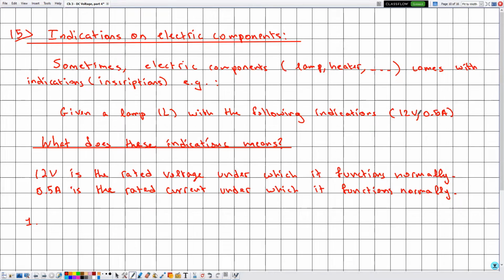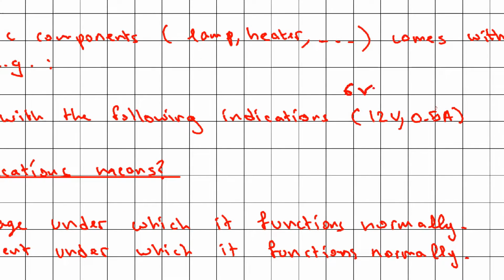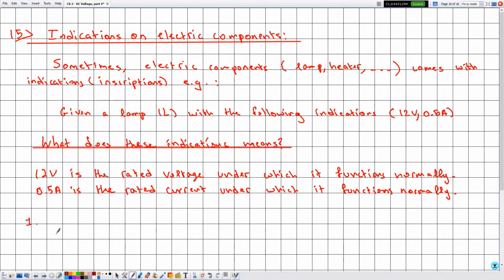Now what happens, for example, if you connect this lamp to a battery delivering, for example, 6 volts? So 6 volts is less than 12 volts. What will happen in this case? Then in this case, let me say that the title of idea number 1 is less than the rated inscription.